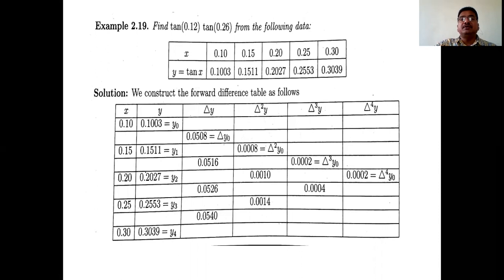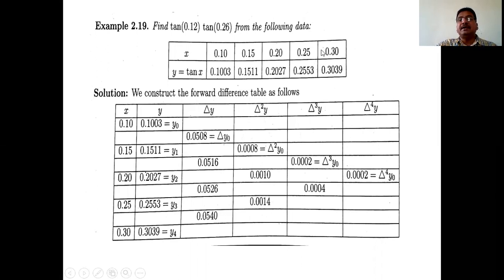But when we apply Newton's forward interpolation formula, the values should be equidistant, and we have to interpolate near the beginning of the table. So this 0.12 is at the beginning of the table, and therefore to find the value at 0.12, we are going to use Newton's forward interpolation formula. This 0.26 is at the end of the table, and therefore we are going to use Newton's backward interpolation formula to find it. So the values of x are equidistant, and this value is at the beginning of the table, so use Newton's forward interpolation formula. This value 0.26 is at the end of the table, and therefore use Newton's backward interpolation formula.